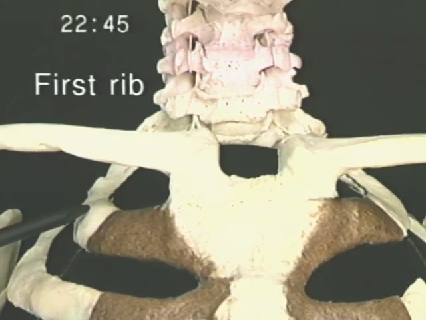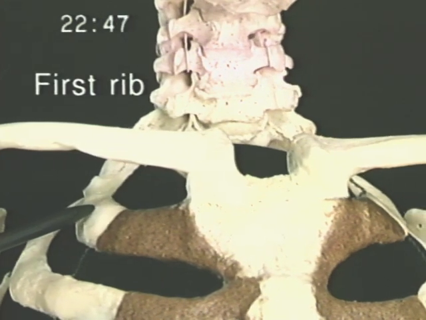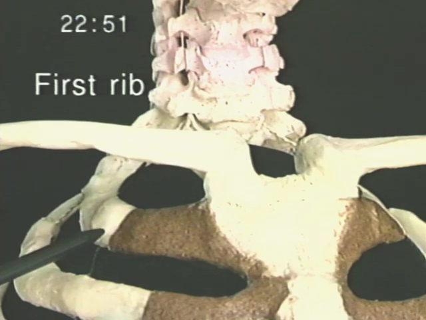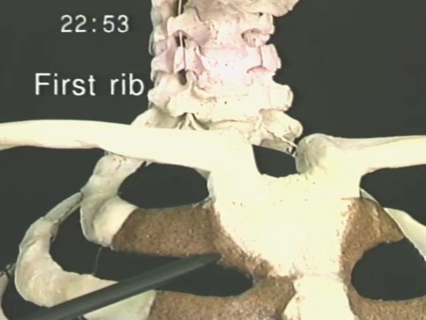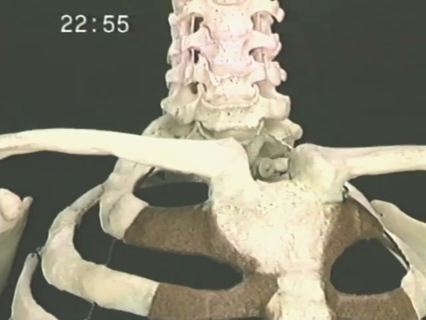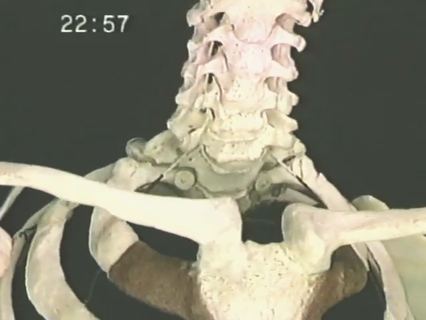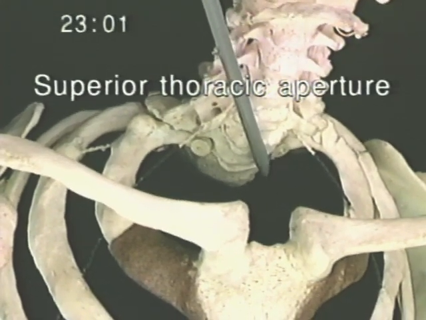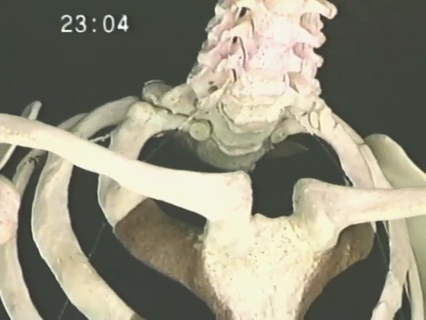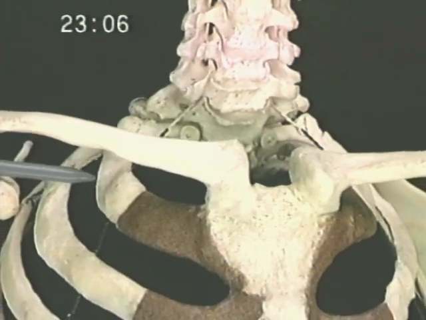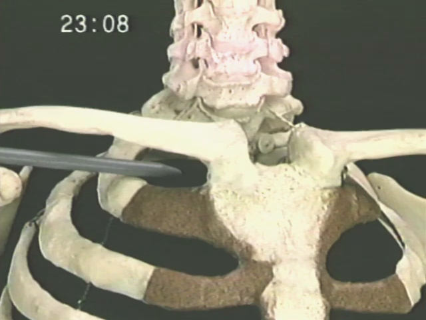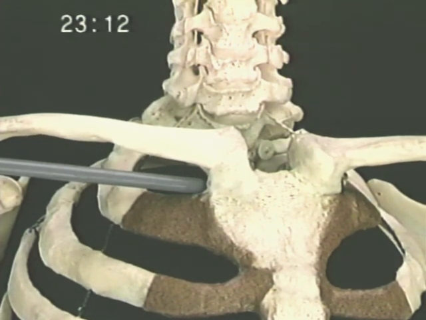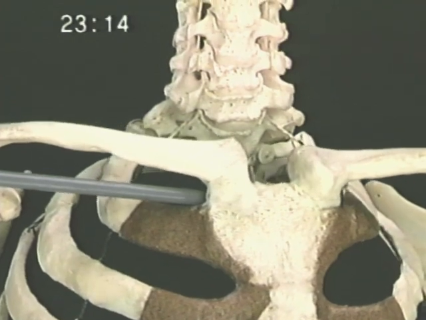Here's the first rib, below and behind the clavicle. This much of it is bone, and this much of it is costal cartilage. The 2 first ribs define the opening at the top of the chest, the superior thoracic aperture. The main artery to the upper extremity, the subclavian artery, crosses the first rib here. The subclavian vein crosses it here, right behind the medial end of the clavicle.